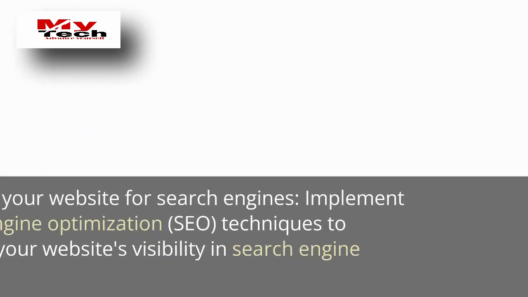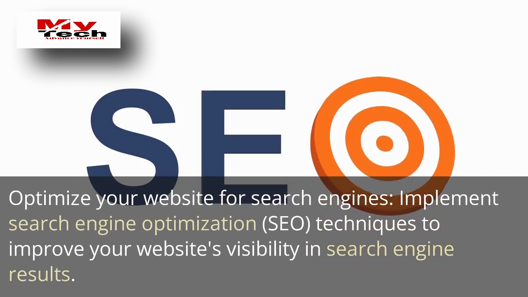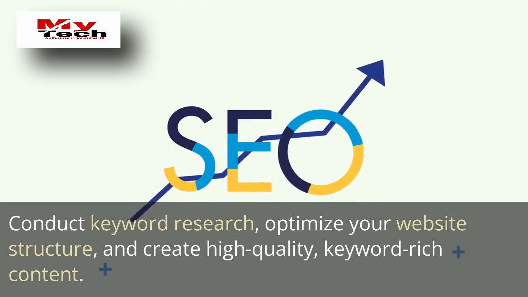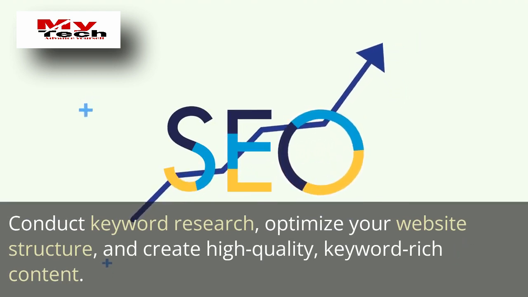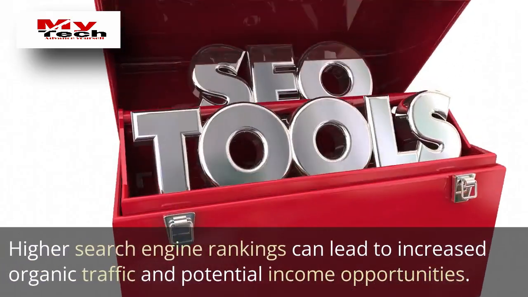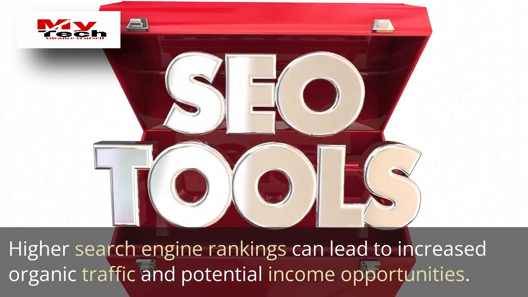3. Optimize your website for search engines. Implement search engine optimization (SEO) techniques to improve your website's visibility in search engine results. Conduct keyword research, optimize your website structure, and create high-quality, keyword-rich content. Higher search engine rankings can lead to increased organic traffic and potential income opportunities.